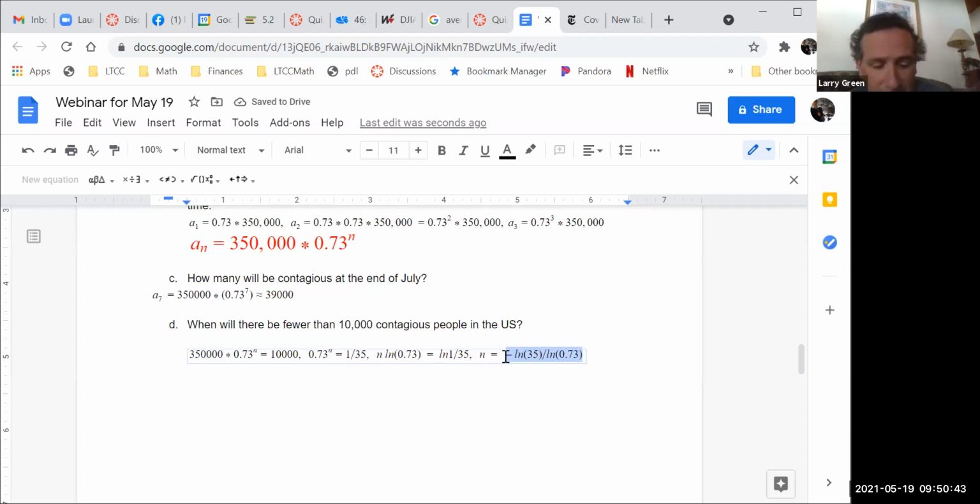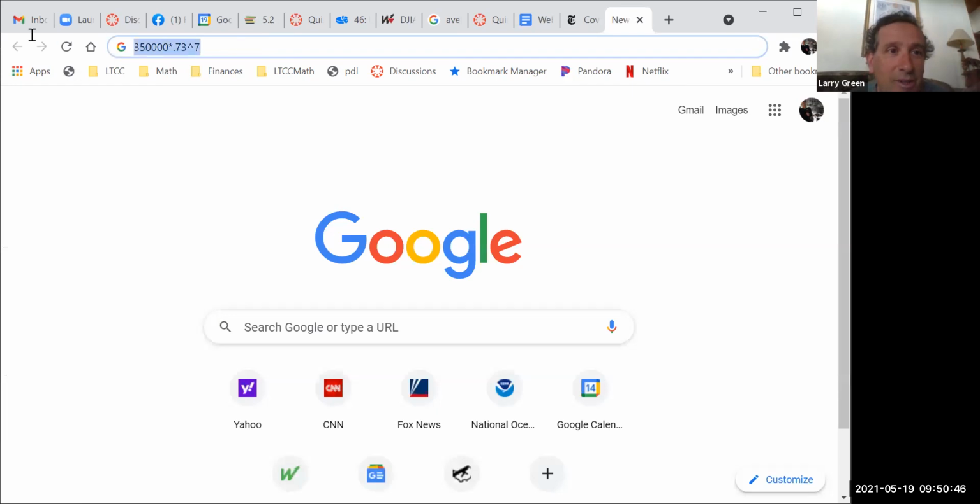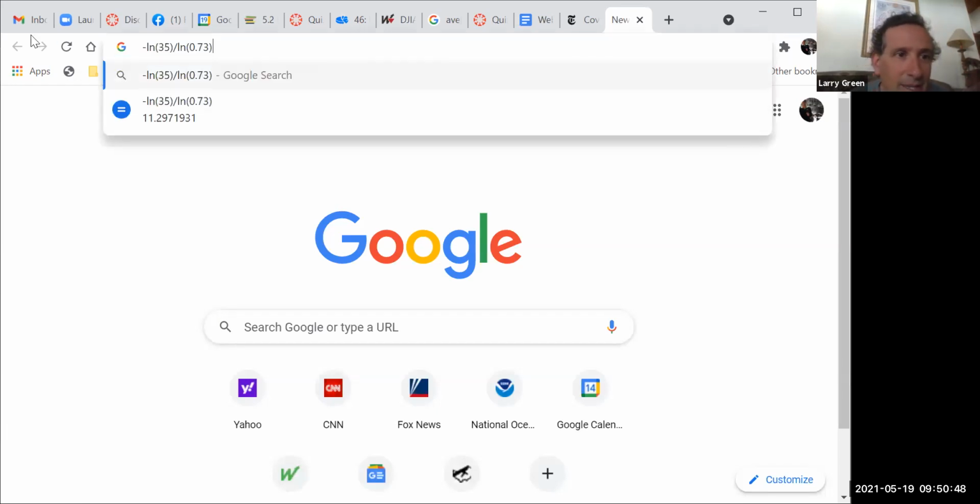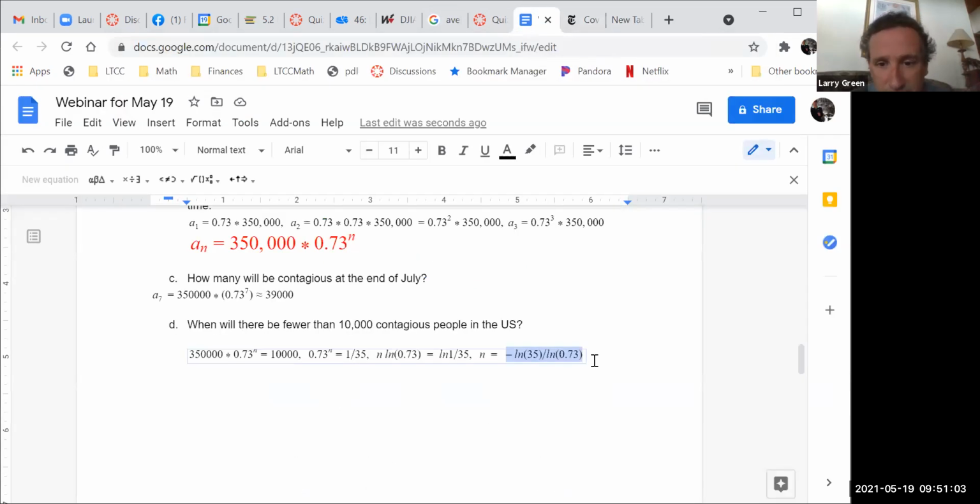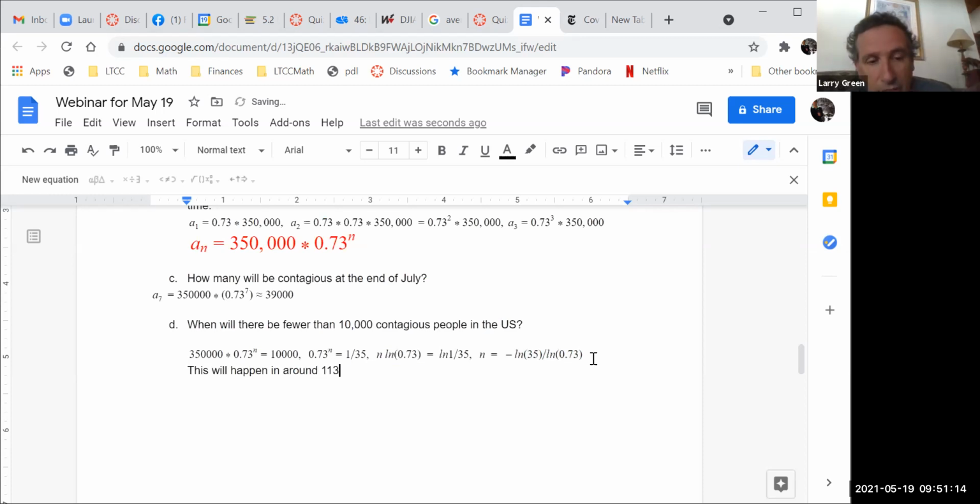And then I wonder if this will work. Copy and paste it into Google Calculator, and you get 11.3. So good. So 11.3 multiplied by 10, and that's how many days from now? So about 113 days from now. Not exactly, because it's a model. So this will happen in around 113 days from now. Any questions on that? Any questions?